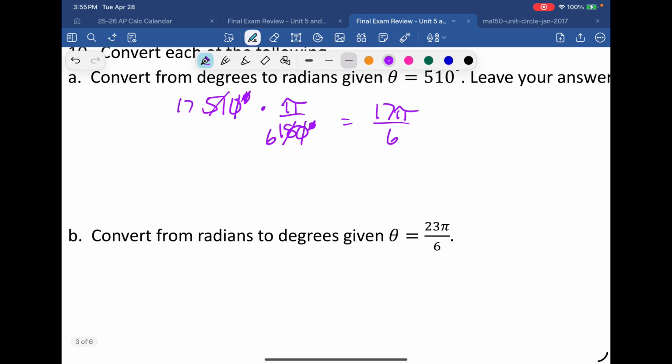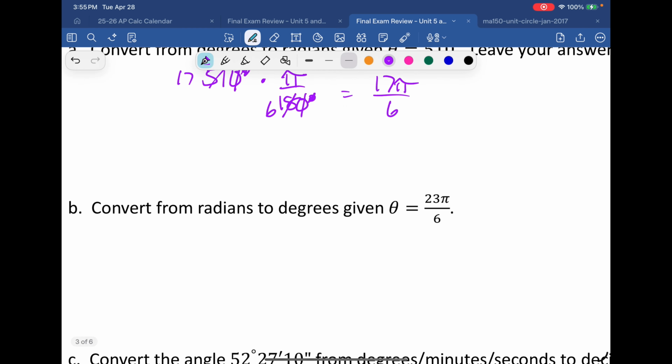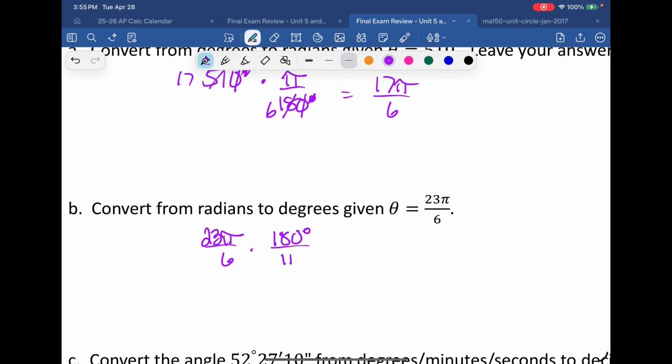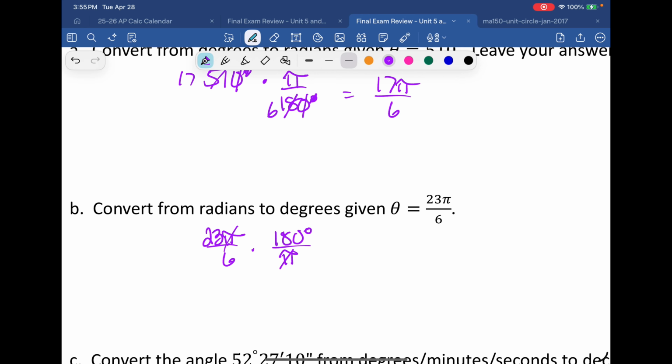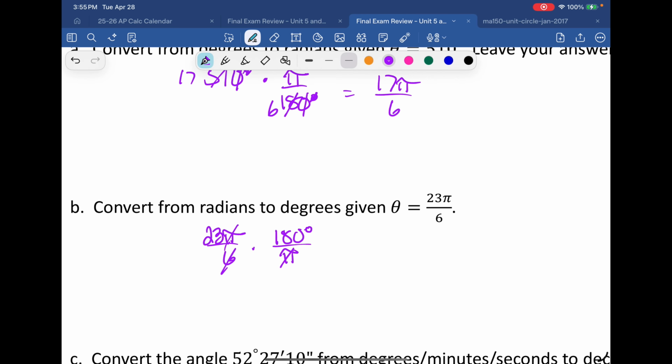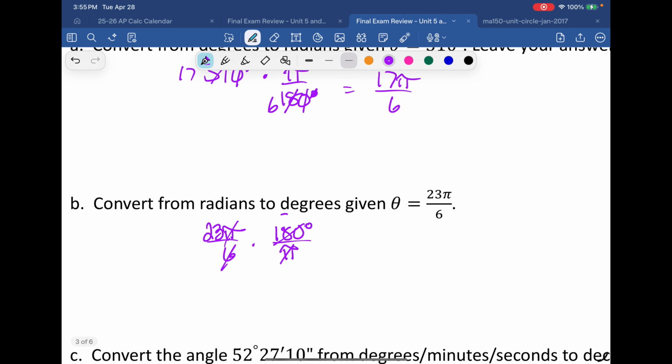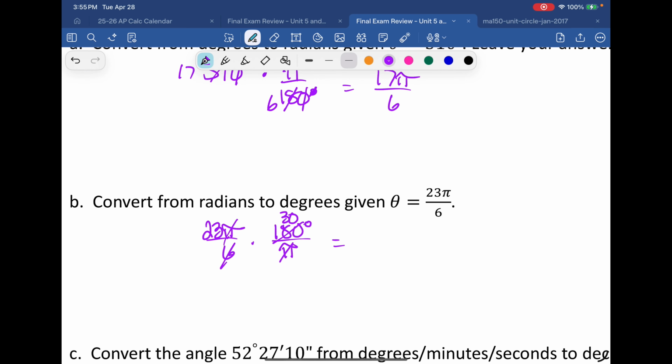And then go in the other direction, radians back to degrees. Multiply by 180 over pi. The pi's cancel. 6 goes into 180 30 times. 23 times 30 is 690 degrees.